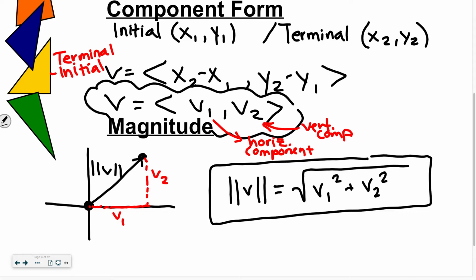So going forward, you should know this fact. The magnitude of a vector in standard position, in component form, is the square root of v sub 1 squared plus v sub 2 squared. Okay, so let's look at the example off to the side.